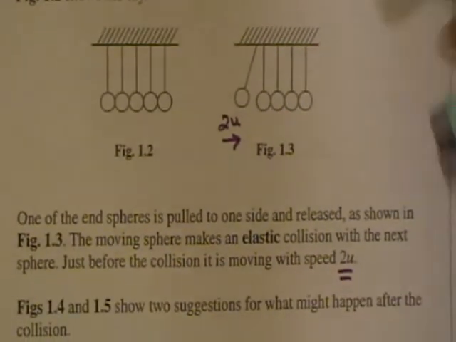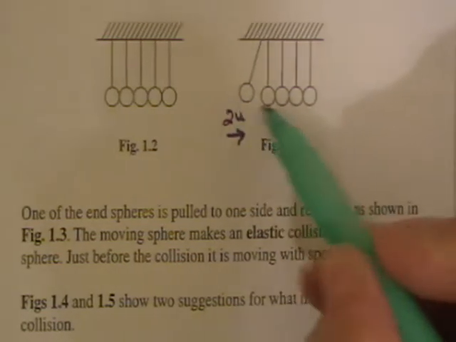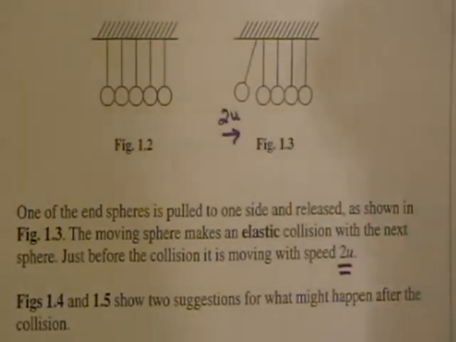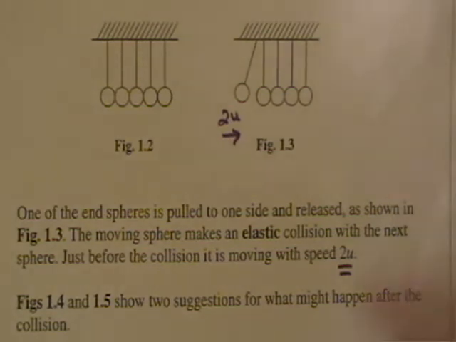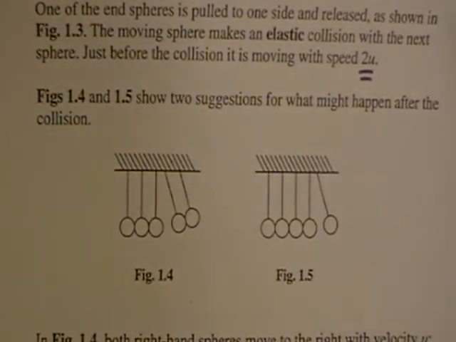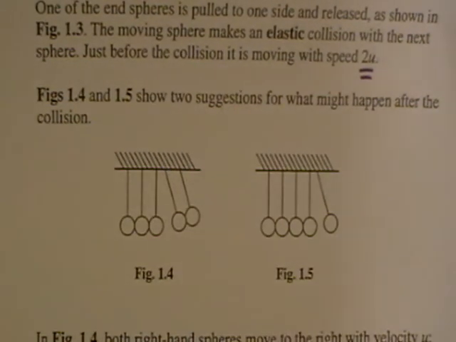So as it hits the next sphere, the momentum is passed on, the principle of conservation of momentum, through each sphere, and when we get to the end one, then it moves out. Figure 1.4 and 1.5 show 2 suggestions for what might happen after the collision. Either 2 spheres move out at the end, or 1 sphere moves out at the end.